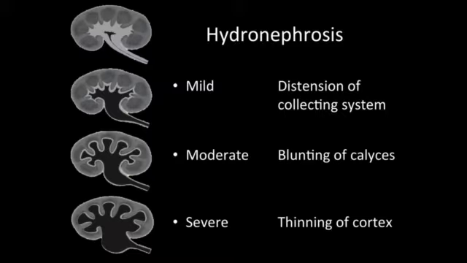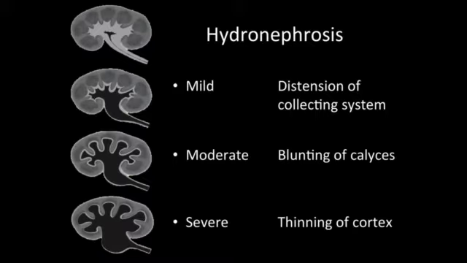Then we go on to moderate hydronephrosis. In moderate hydronephrosis, there's blunting of those calyces. So instead of being nice and cupped, they're rounded and clubbed. And in severe hydronephrosis, there's actually thinning of the renal cortex. This particular illustration does show some thinning of the cortex there, but certainly you can get far more severe hydronephrosis, particularly chronically, where you get complete loss or marked thinning of that cortex, and you can hardly see any normal renal parenchyma. It's all just hydronephrotic tissue.